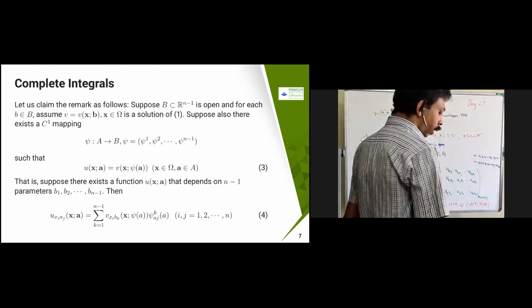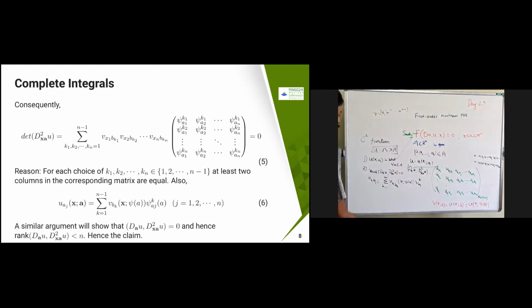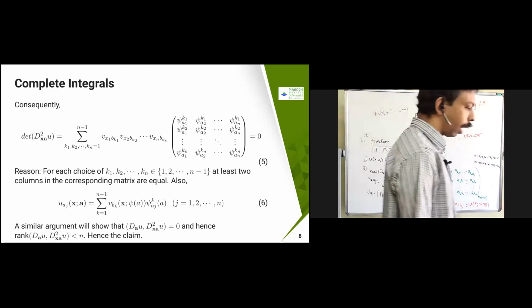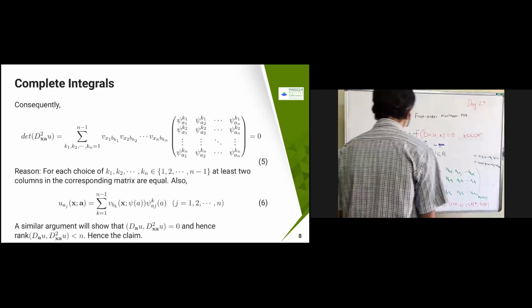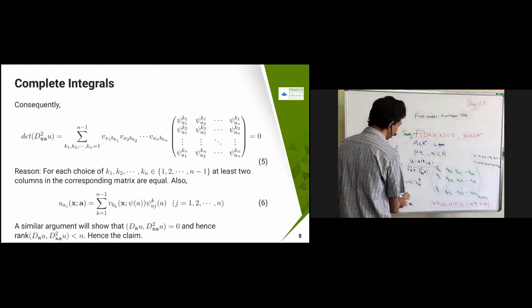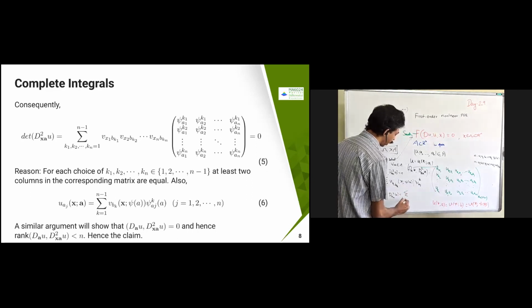Now, suppose I find the determinant of this matrix, the determinant of ∂²u/∂x∂a. In this case, you are going to get the summation over psi 1, psi 2, and for each of these we are going to get k1, k2, up to kn, each ranging from 1 to n.